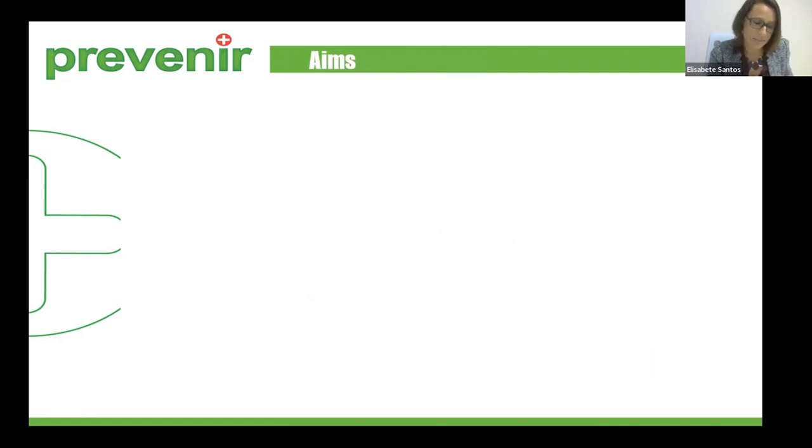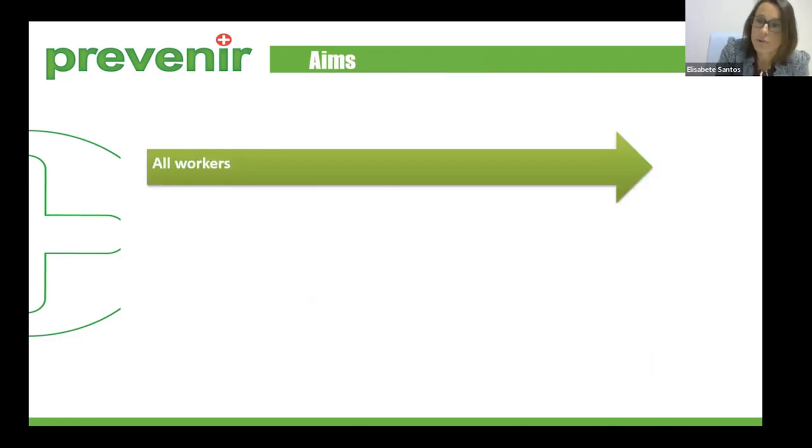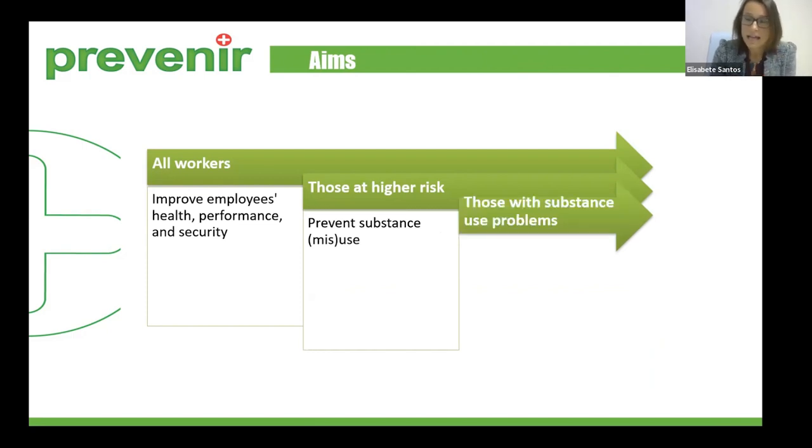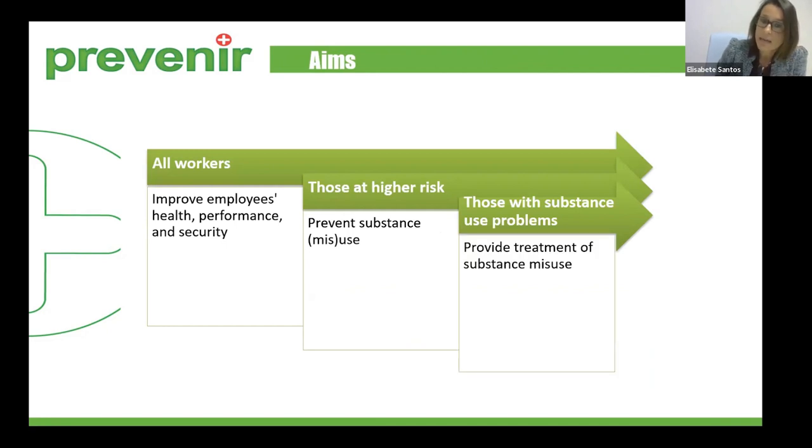As for the aims, well, they differ according to the substance use experience people have. So to all workers, our aim is to improve their health, performance and security and safety as well. For those at higher risk for substance misuse, the aim is to prevent substance misuse. And at last, for those with substance use problems, the aim is to provide treatment of substance misuse and recovery.